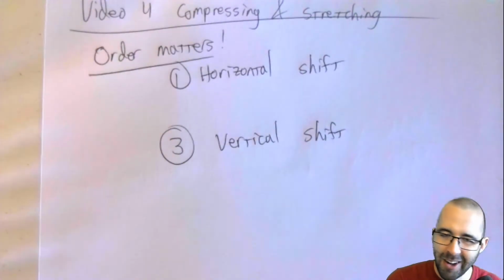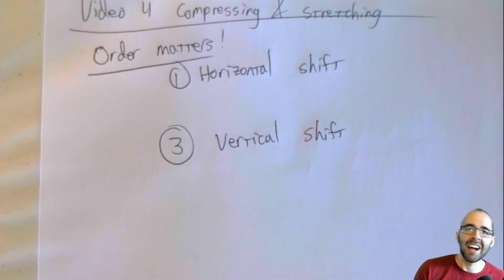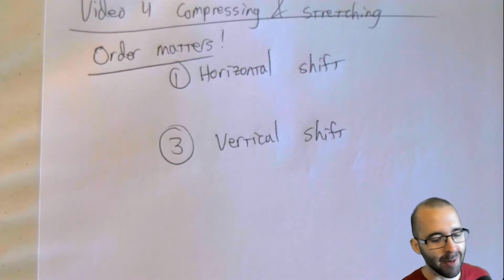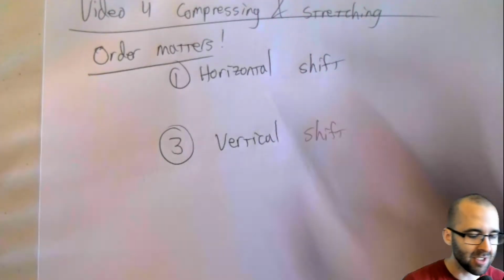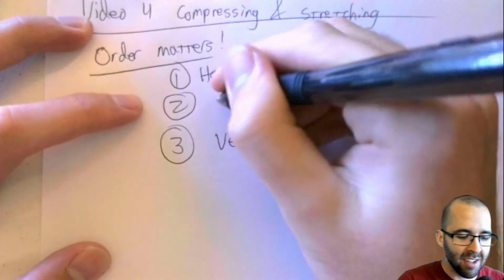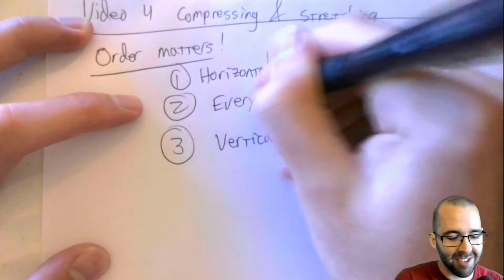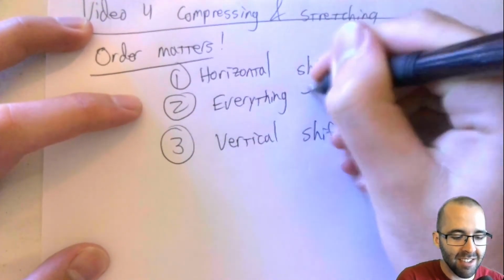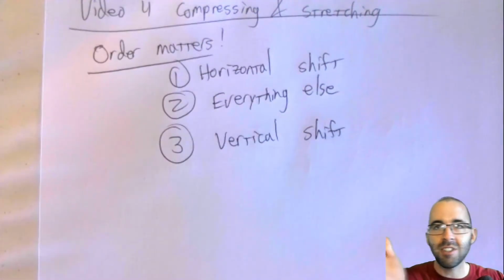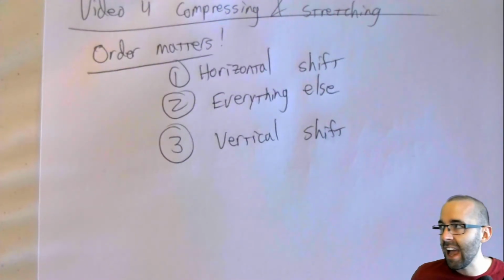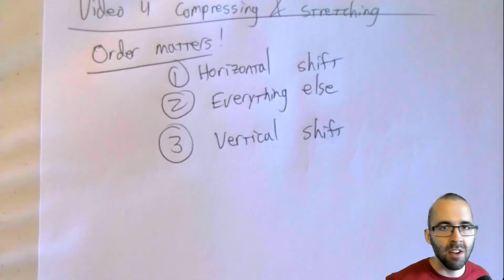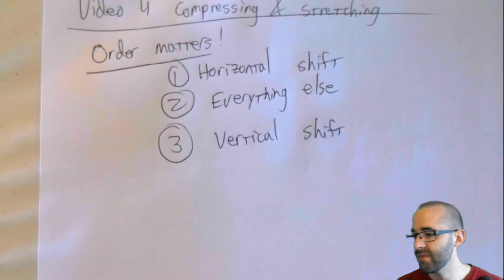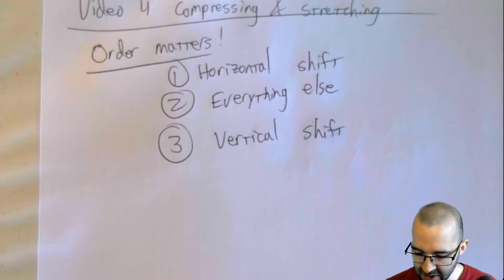And don't worry, I know where I'm going with this. I'm trying to save you a little bit of writing and a little bit of thought. First is always going to be horizontal. Last is always going to be vertical shift. And in the middle, it's just everything else. So really the only thing that matters is that you do horizontal shifts first and vertical shifts last. Okay? If we have a bunch of things together, go back to this. Okay? So let's do some examples.